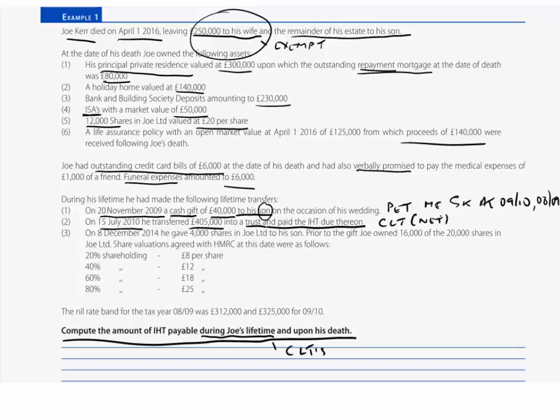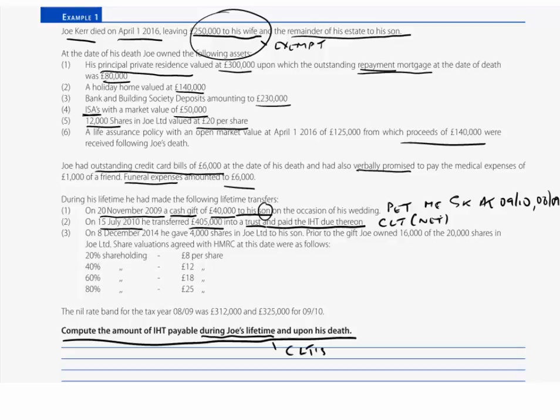Fairly obviously, at 405,000, we're going to exceed any available nil rate band, either then or indeed now at the date of death. In fact, in both cases, it's going to be £325,000. In 10-11 our nil rate band was, as it has been since 09-10, £325,000. So that will be a net CLT.